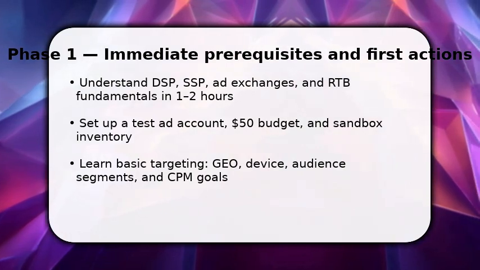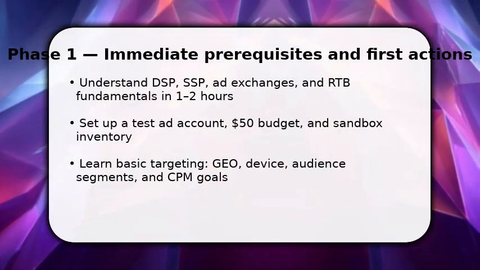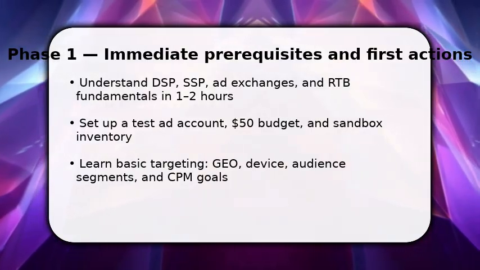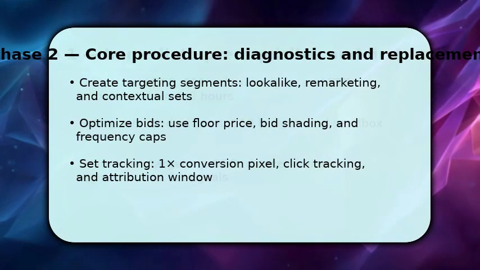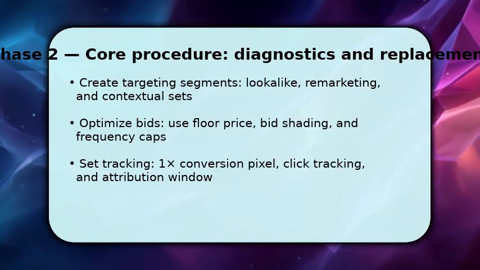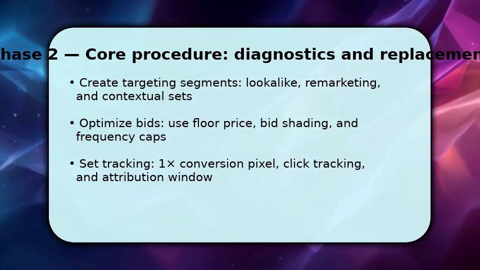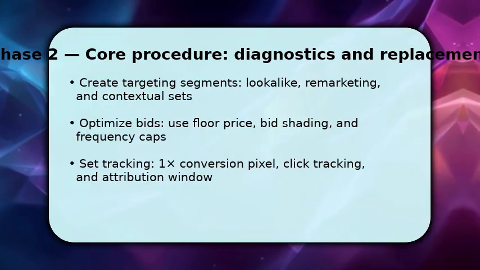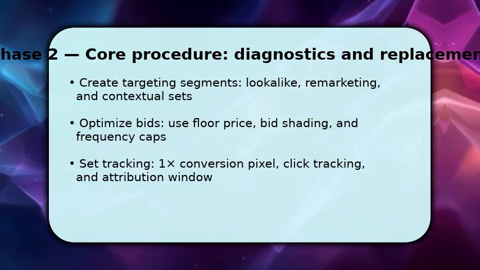Now you scale execution, build audience segments, and map them to creative variations. You should assemble lookalike and remarketing lists, then test contextual placements. Once live, adjust bidding with a floor price and consider bid shading to control cost. Also apply frequency caps to avoid burnout.